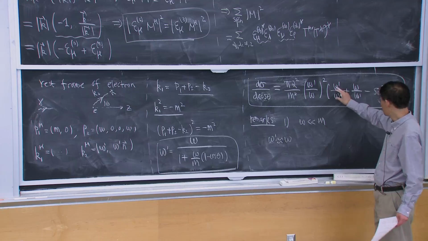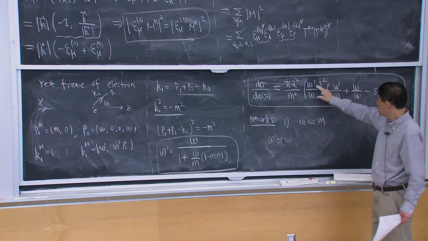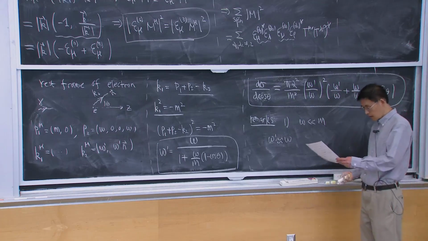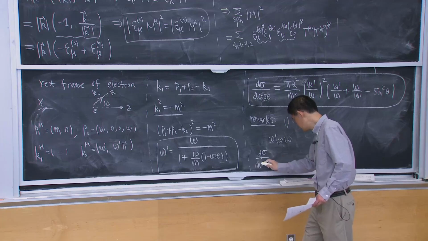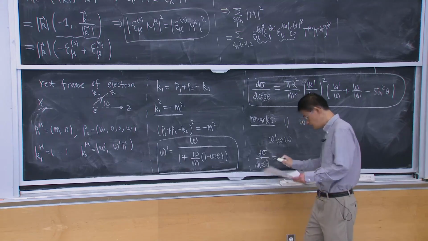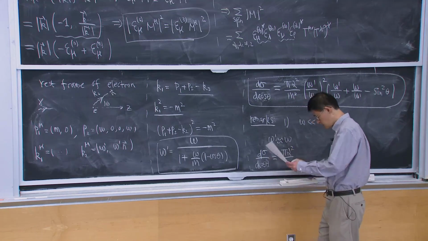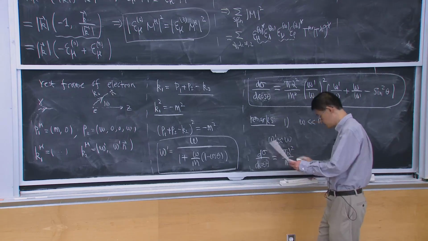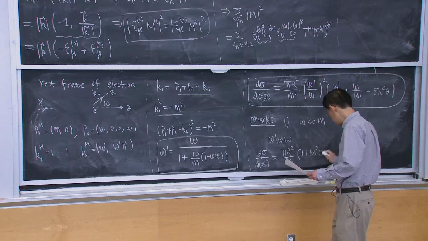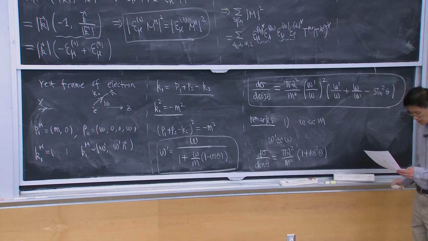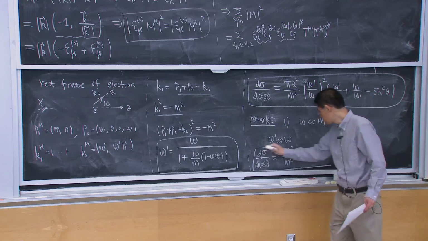Now with omega prime equal to omega, this factor becomes 1, this factor becomes 1, and 1 minus sine squared theta equals cosine squared theta, so this becomes 1. And then you find that d sigma d cosine theta is just equal to pi alpha squared divided by m squared, times 1 plus cosine squared theta.